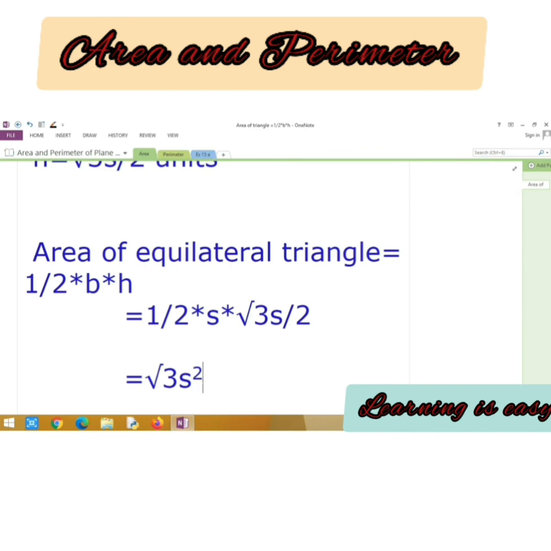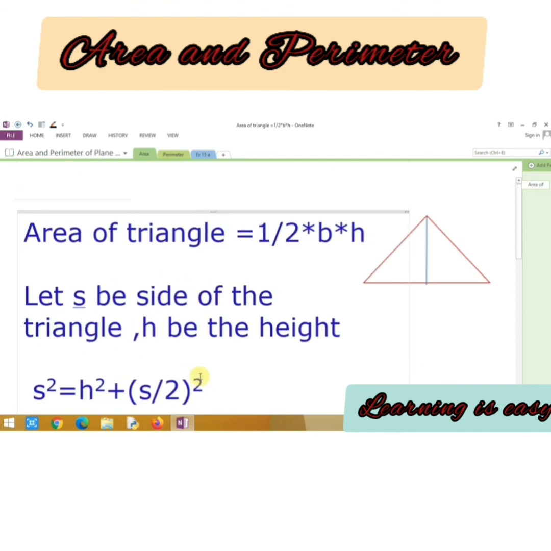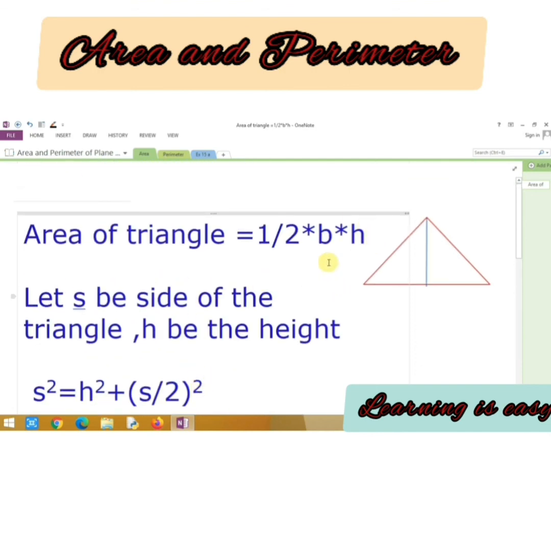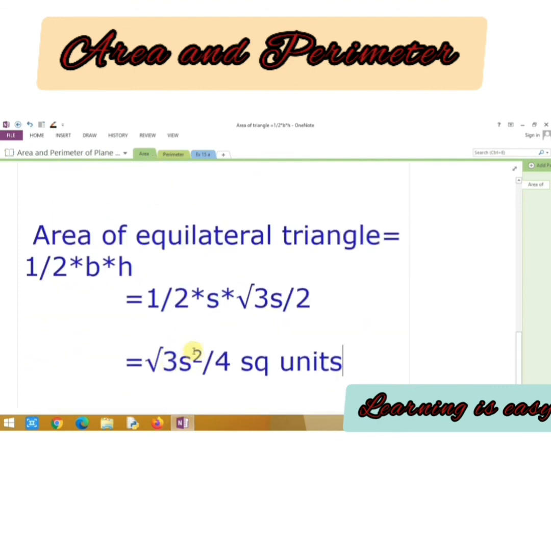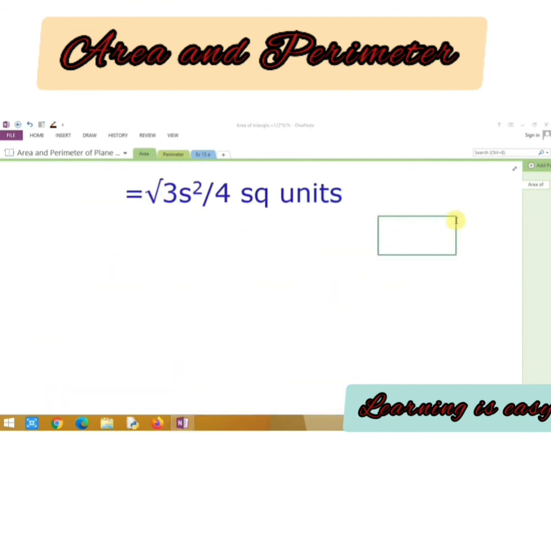So all these formulae are required to solve exercise 15A and B. If we are clear with how they are arrived at, it becomes easy to solve the exercises. So this is for the equilateral triangle, area and height.